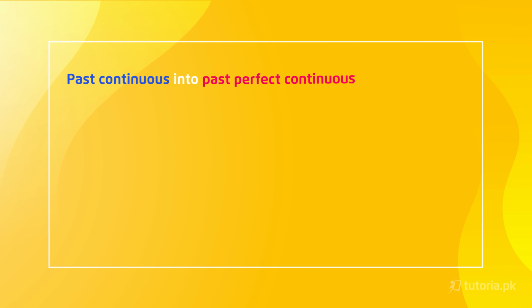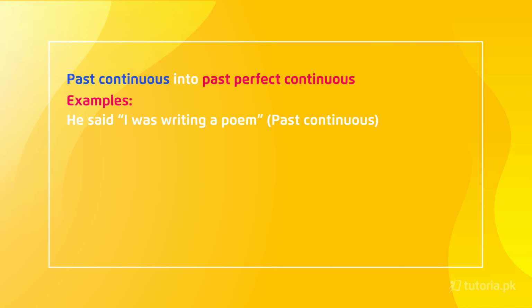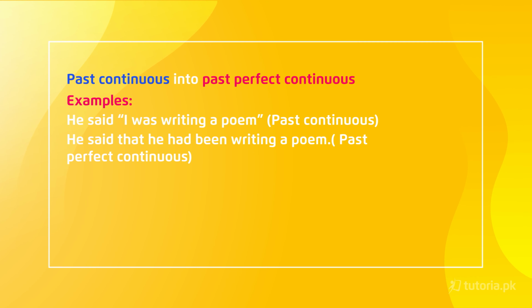Coming towards the next past tense, which is past continuous. Student, past continuous changes into past perfect continuous. For example, he said, I was writing a poem. He said that he had been writing a poem. Now here, past perfect continuous ka helping verb jo hai, wo had been hai.